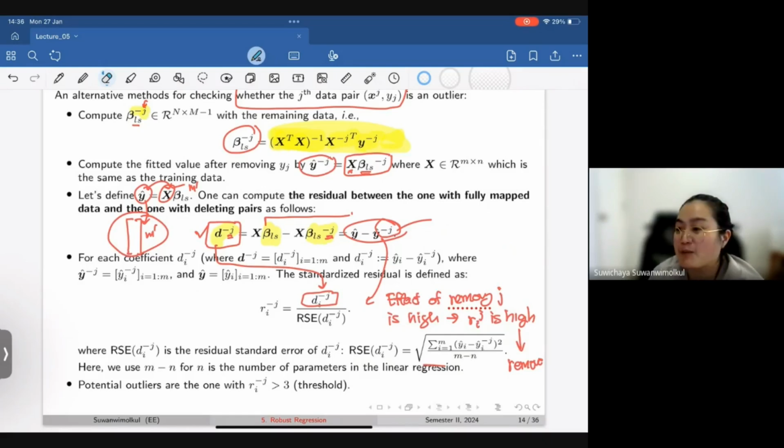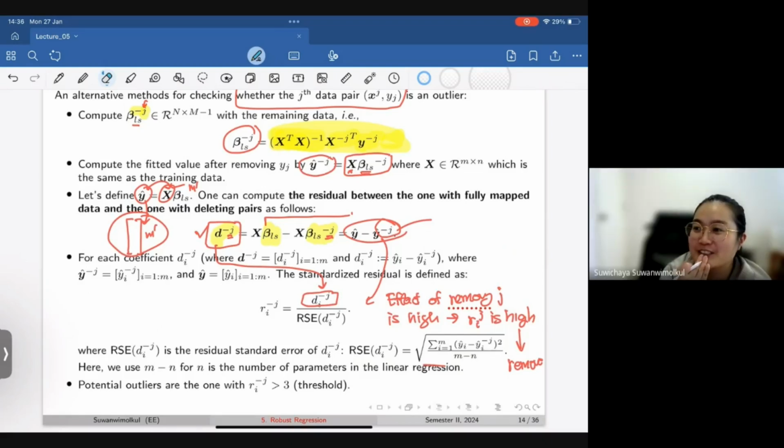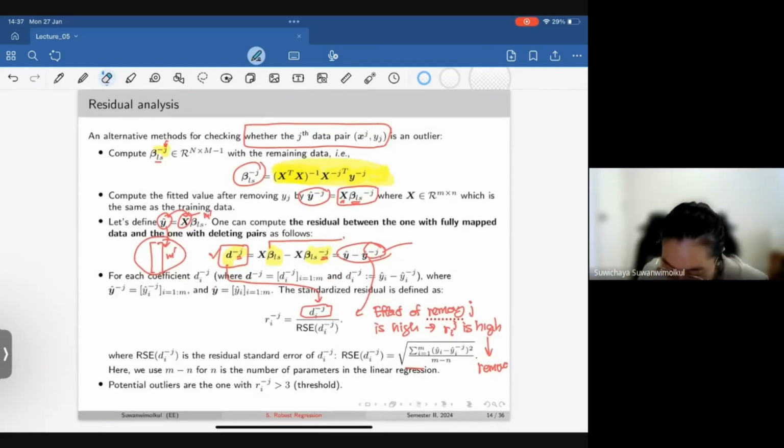Okay, is there any problem, or any questions, any confusion? No. Okay, everything's good? Yeah, so far so good. Okay, all right. Let's move on. So that's the residual analysis.